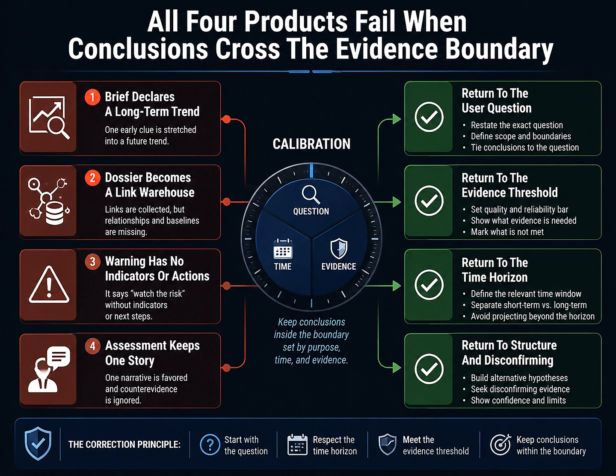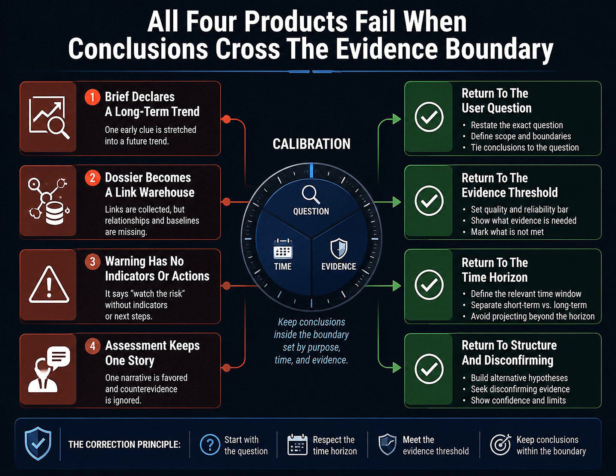The most common failures all cross the evidence boundary. A current brief turns one early clue into a long-term trend. A dossier collects hundreds of links without organizing identity, relationships, or baselines. A warning says, "Be careful," but gives no indicator, threshold, or action. An assessment tells one uninterrupted story and never tests a competing scenario.